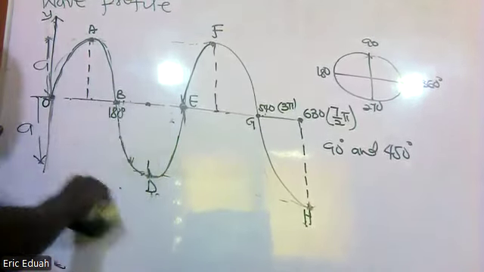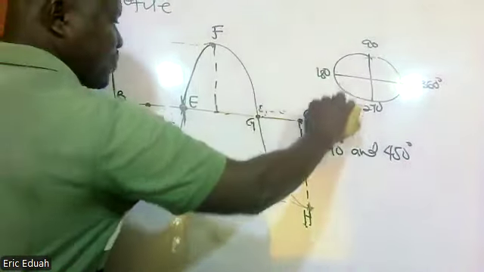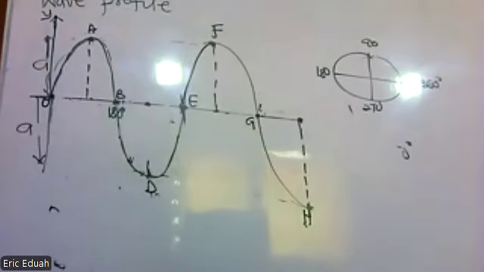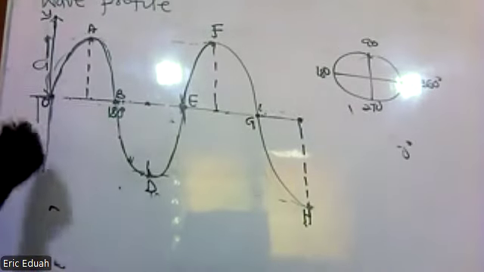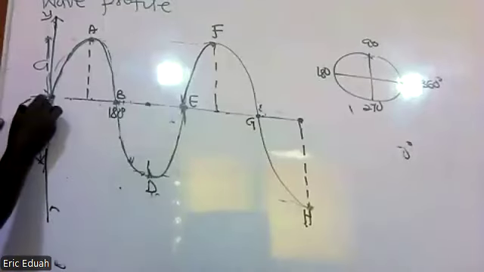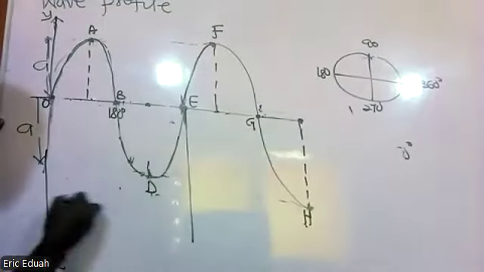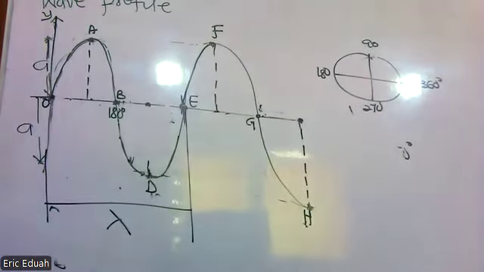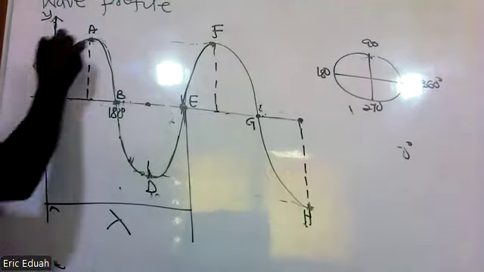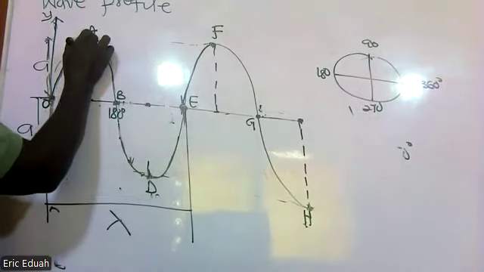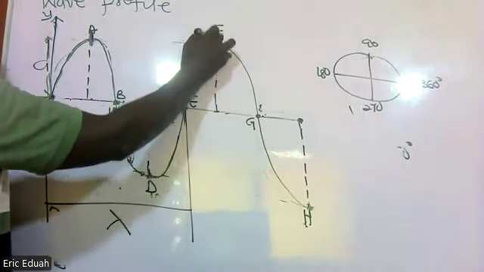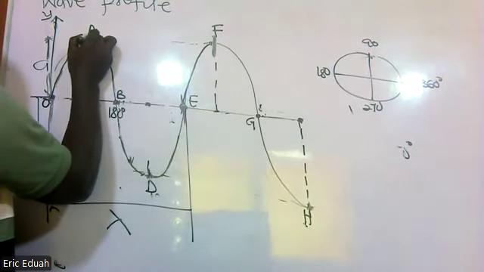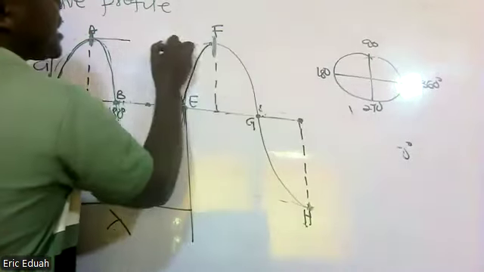Okay. And so because of this, we can say that one full wave, which is the wavelength, can be O to E. This is wavelength lambda. Wavelength can also be measured from crest to successive or consecutive crest: the distance between two successive crests.